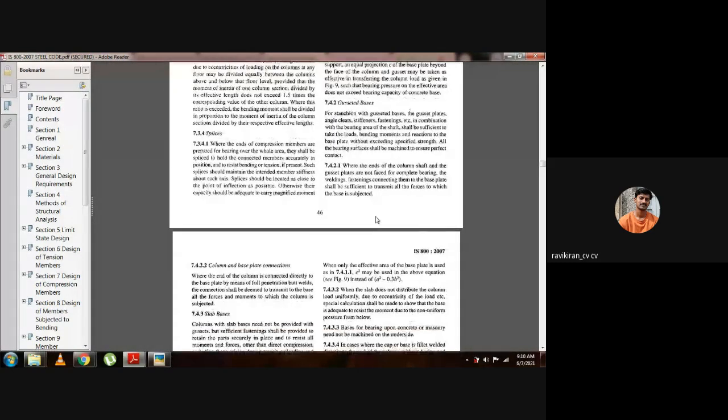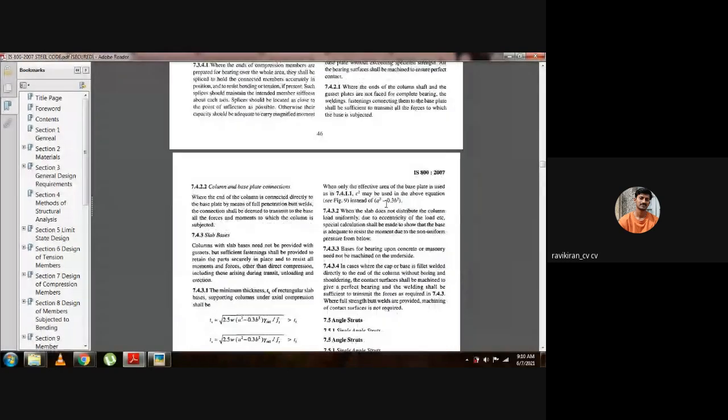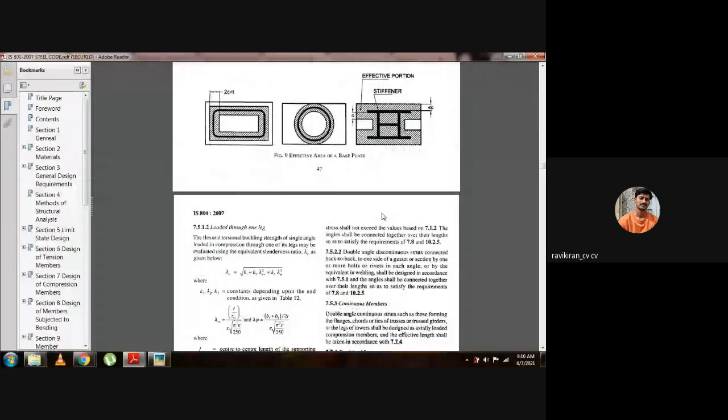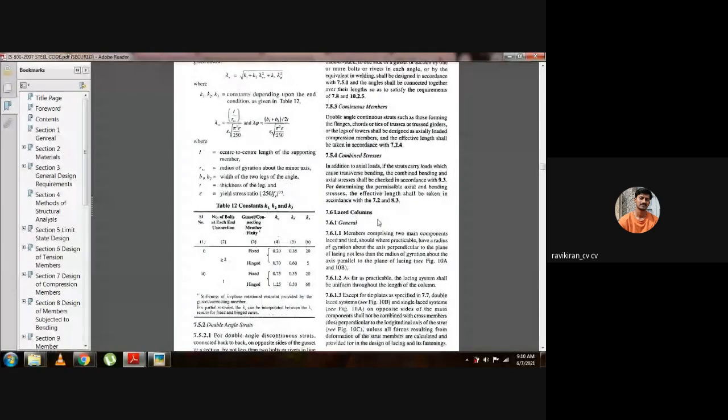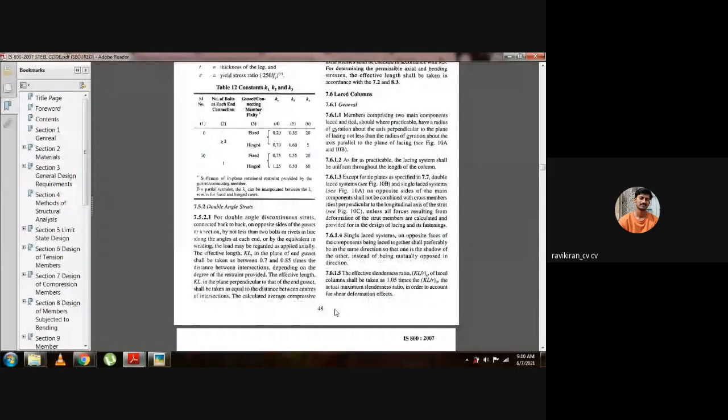See, just for the introduction part I'm showing you. I will not show this for the rest of the class. You need to open. See here, laced column 7.6, laced columns, page number 48. All of you open and keep this.